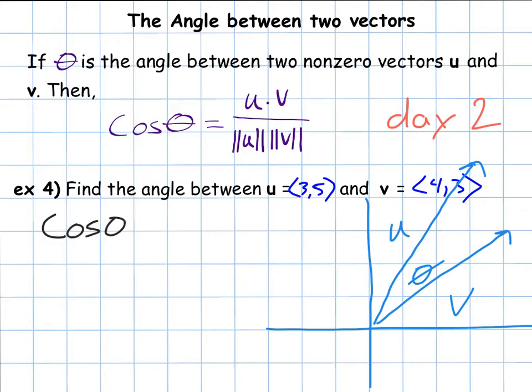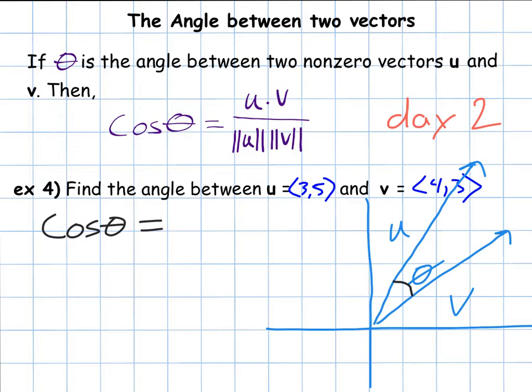Now right off the bat here, as I'm looking at our diagram, I'm kind of thinking about what theta is. It obviously looks significantly less than 90 degrees. Looks less than 45 as well. I don't know, maybe 20, 30? So it looks relatively small.